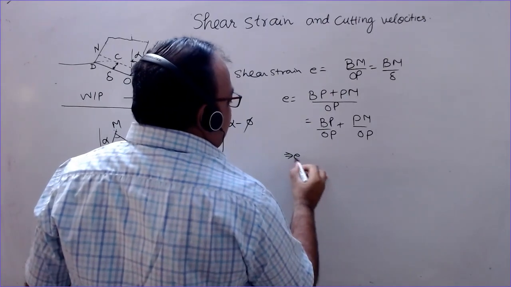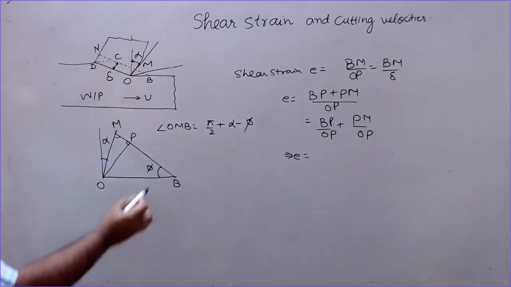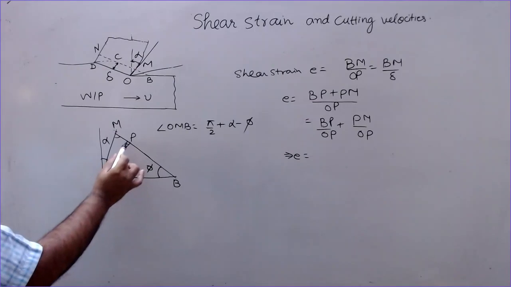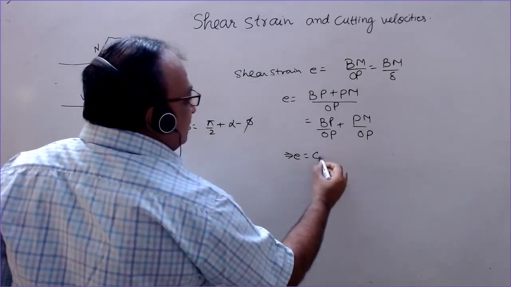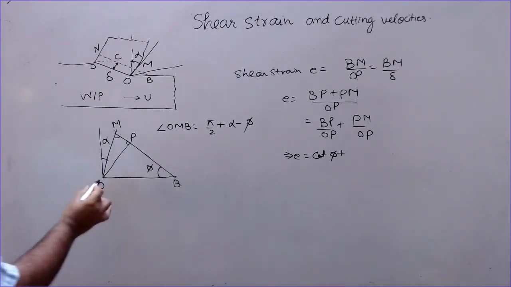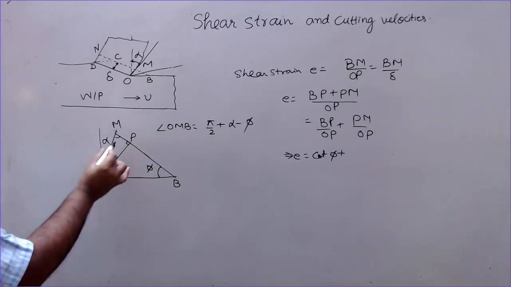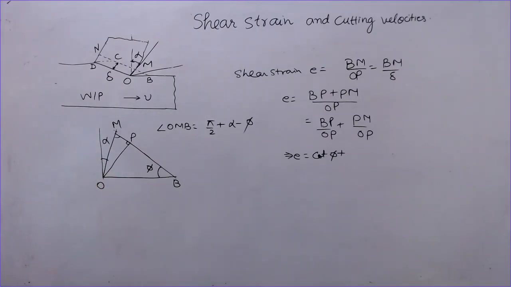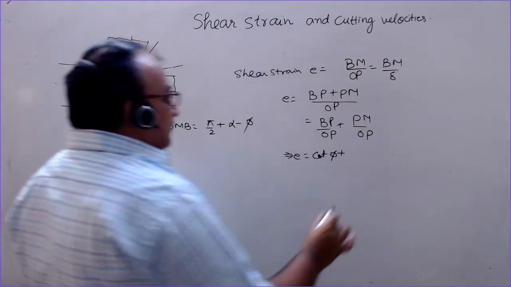So this gives us BP by OP. What is BP divided by OP? This is cot phi plus PM divided by OP. PM divided by OP is equal to tan of phi minus alpha.